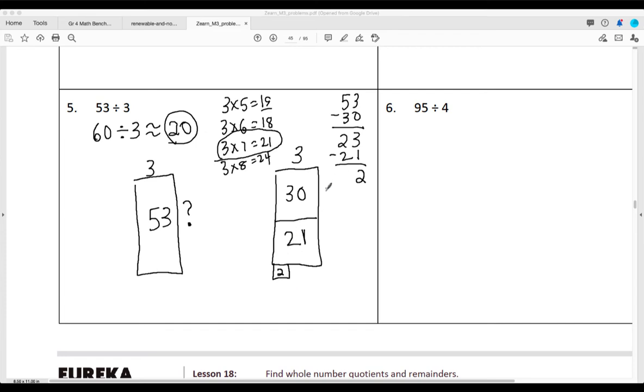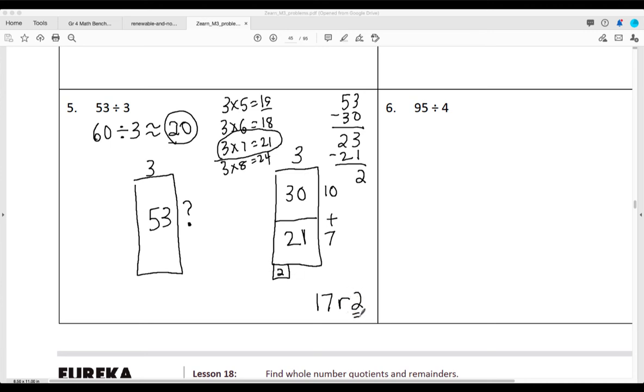Let's figure out what these numbers are for my quotient. 30 divided by 3 is 10. 21 divided by 3 is 7. And notice 3 cannot go into 2. It's too small. So my answer for this problem is going to be 17 with 2 left over. I'm going to say R2, which means remainder 2. 3 cannot fit into this number.